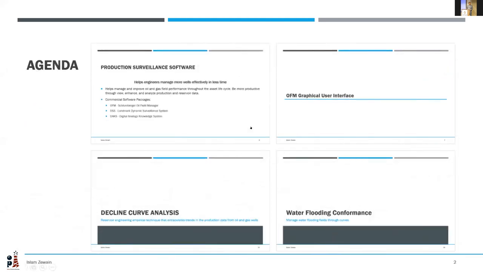Our agenda today has four main topics: the production surveillance software, different packages, what is the difference between every package of them, and the benefits of each one. We'll have an overview of the OFM graphical user interface and how to navigate across the windows. We'll have a quick review about the decline curve analysis and how to do the decline curve through OFM. Then how to do a water flooding conformance and manage your field through the OFM plots and maps.